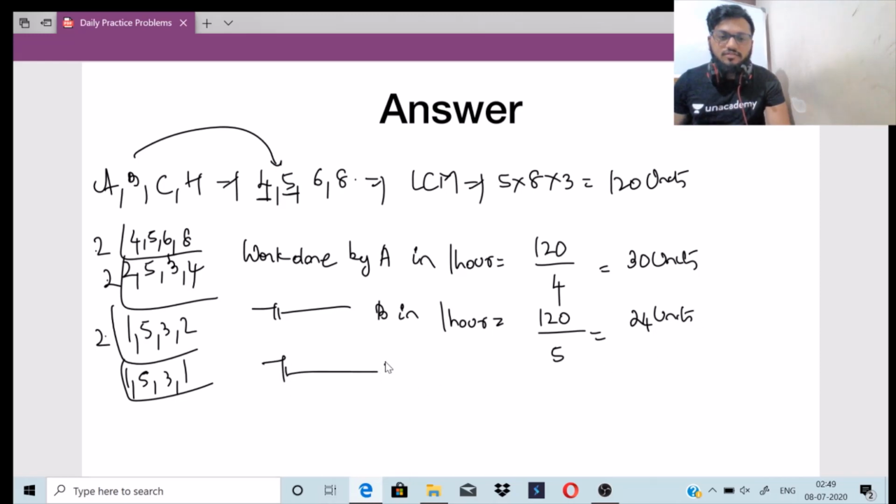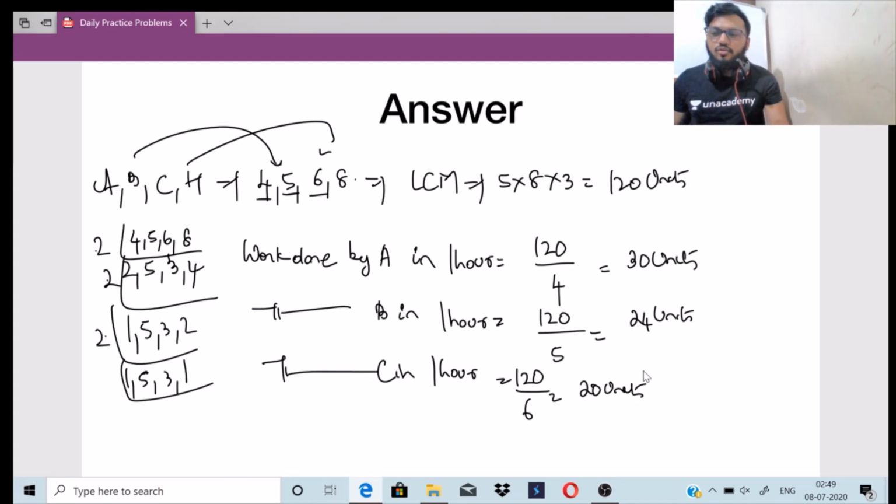Find out the work of C in 1 hour. For C also, the numerator will be same, 120, denominator is 6. 120 divided by 6, which is 20 units. How can we leave out the hole?